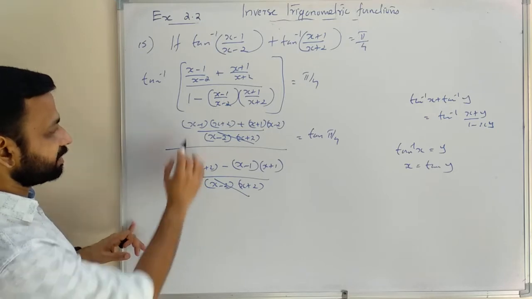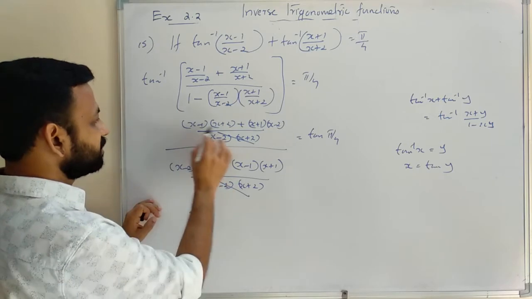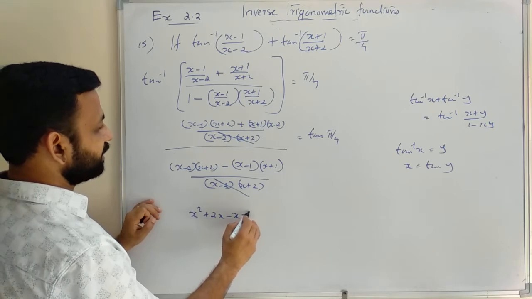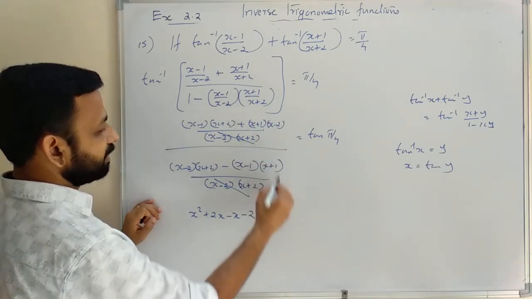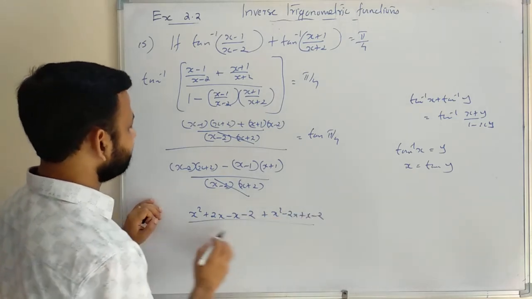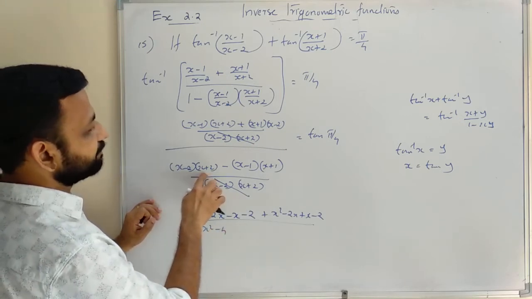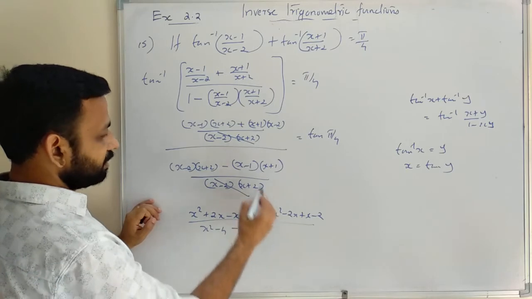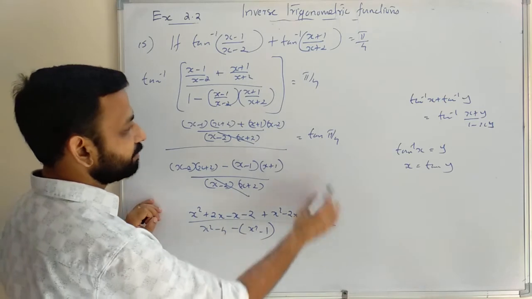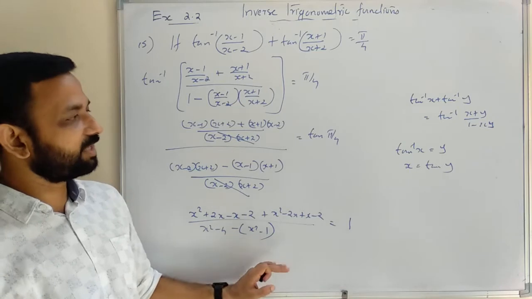Then open the brackets: x into x plus 2, that is x square plus 2x minus x minus 2, then x plus 1 into x minus 2, that is x square minus 2x plus x minus 2, divided by x square minus 4, using a plus b into a minus b. And x square minus 1 equal to tan pi by 4, which is 1. So simplify and cross multiply, then we will get the value of x.